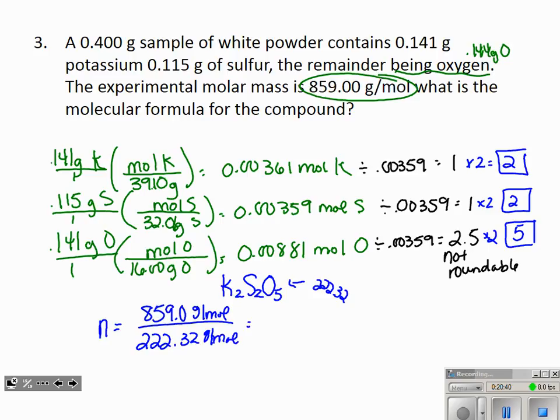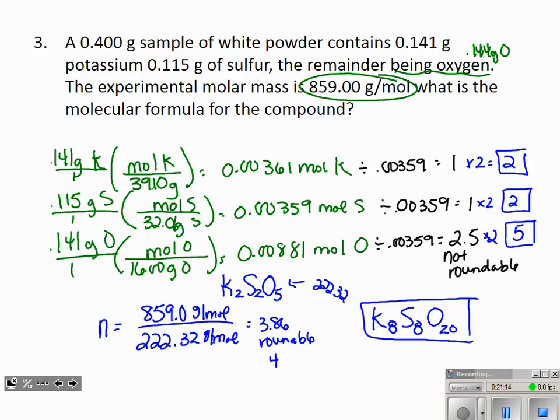So we'll divide here, and we'll look to see what our multiplier is. I'm getting 3.86. We're going to call that roundable, and we're going to round that up to 4. So to get the molecular formula, we would have K2. We're going to multiply that 2 by 4 to get 8. S2, we're going to multiply that 2 by 4 to get 8. And then O, 5 times 4 is 20. Here's the answer to our problem for the molecular formula.